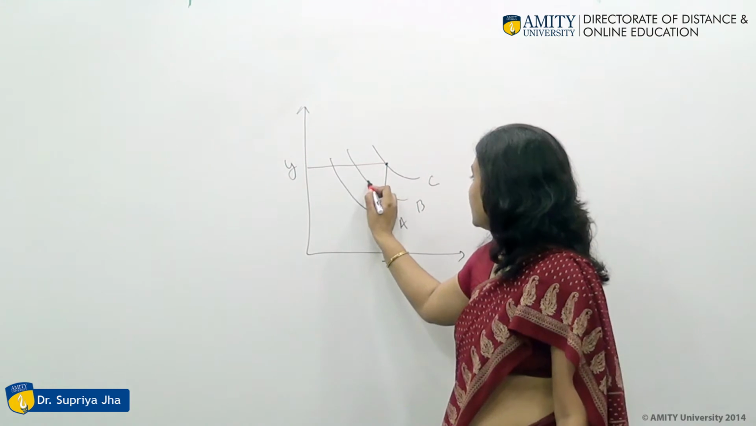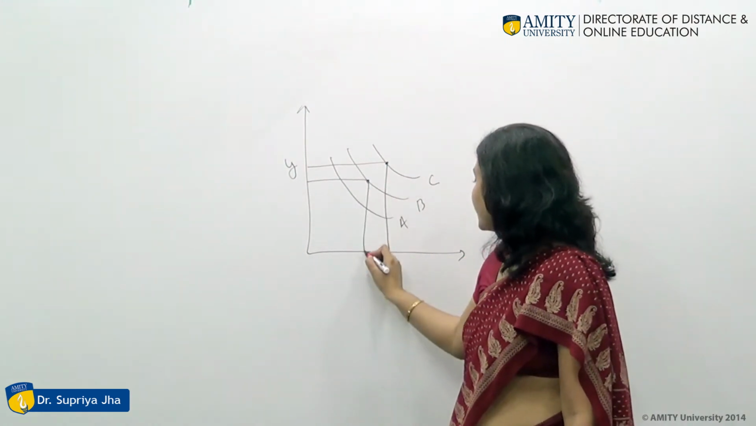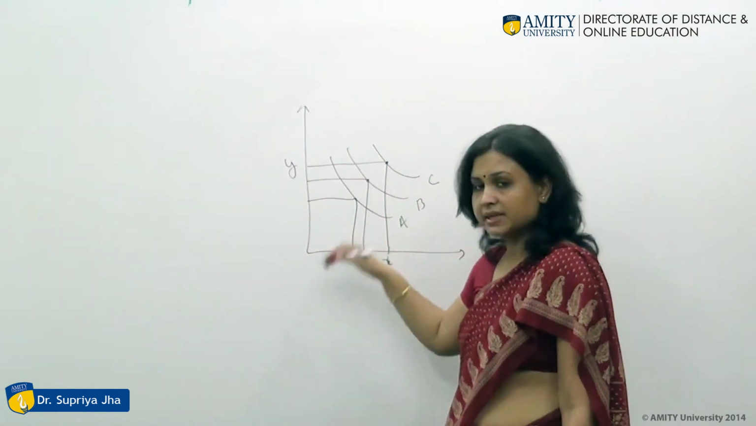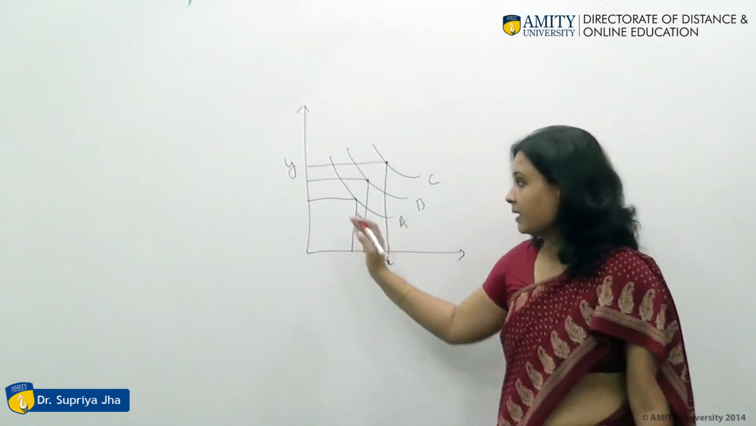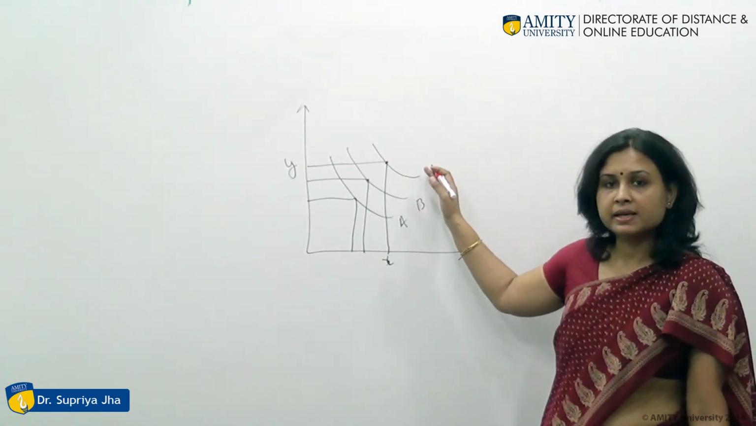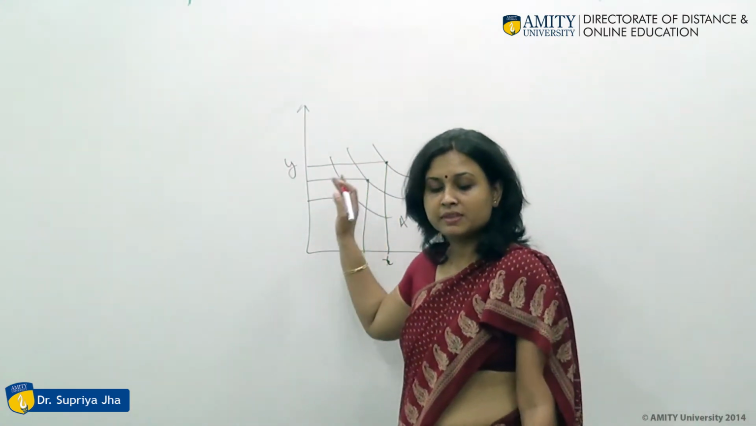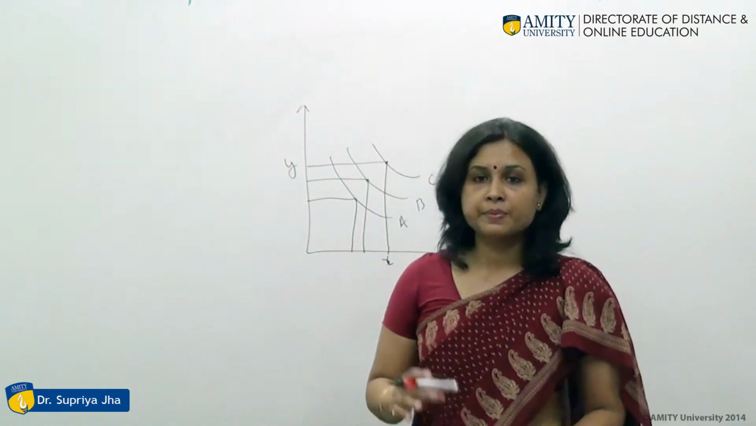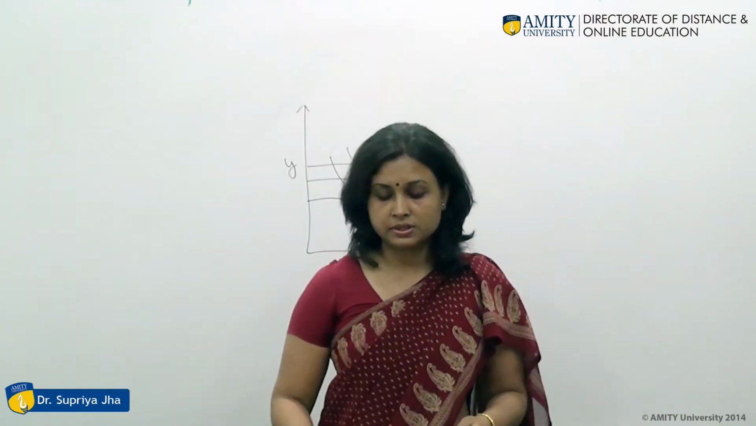But when he is here, he will have less of X and Y. When he is here, he will have lesser than X and Y. So a higher indifference curve is always preferred by the consumer over the lower one. This is the first property of indifference curve. A higher indifference curve represents more of the product of X and Y, that's why it is always preferred.